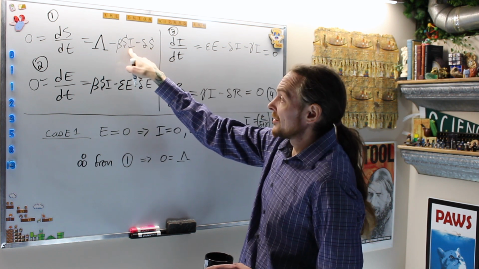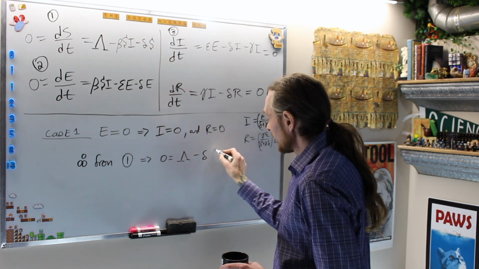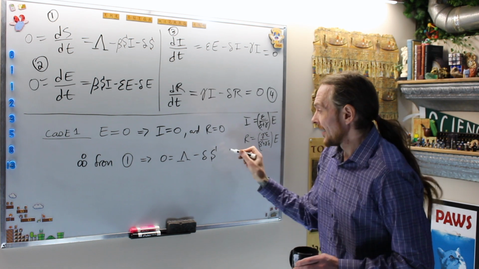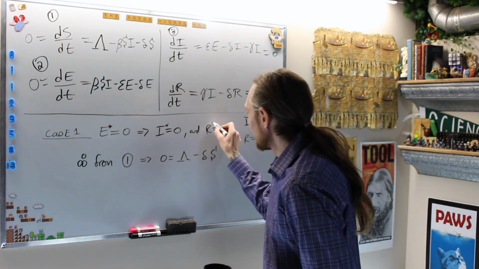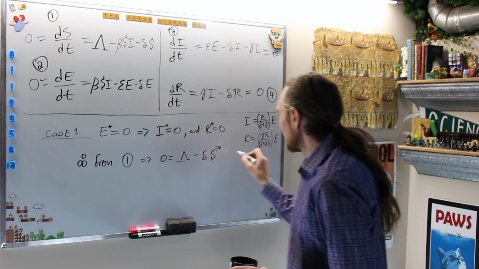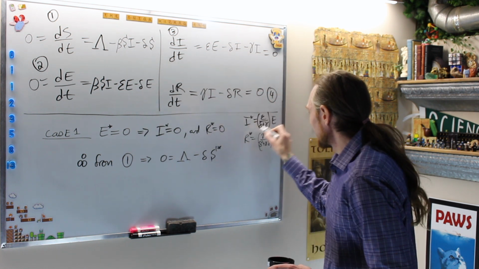I is 0, so this term goes away, minus delta S. And technically, I almost forgot, we put a star to say that we're at equilibrium state. Don't worry about the star if you don't like the star.